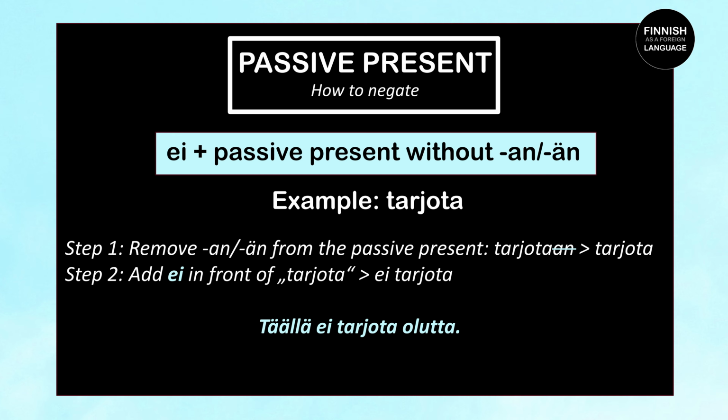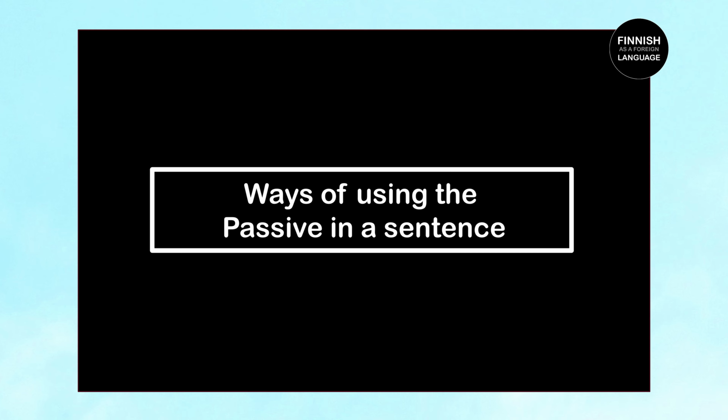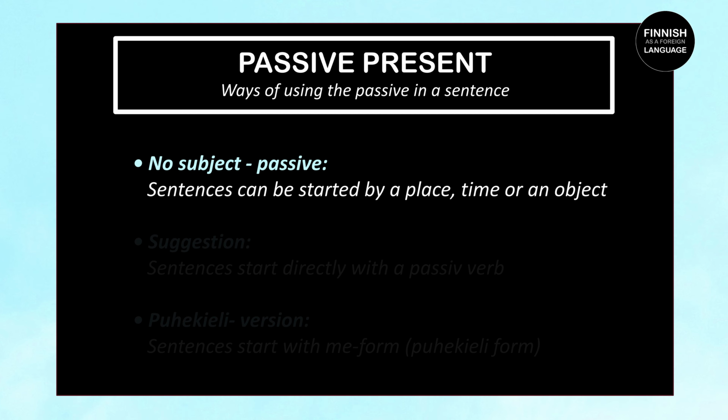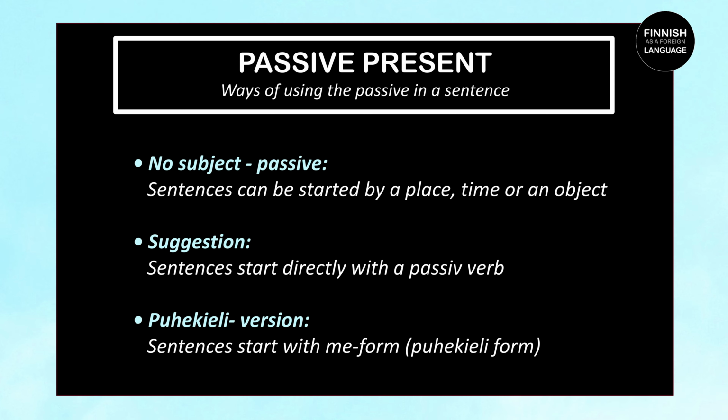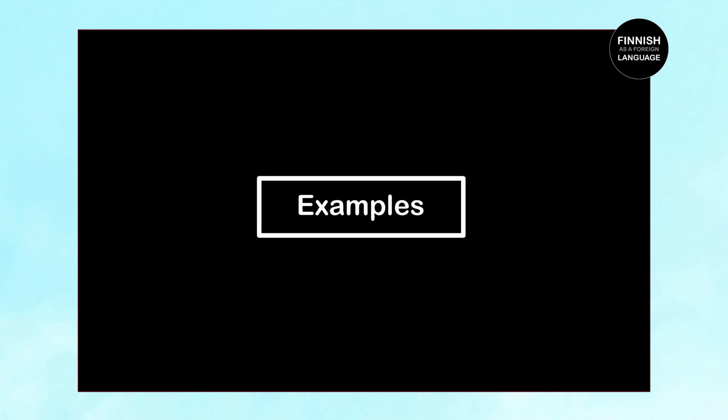Nice! We arrived at chapter 5. Now we are getting to know the different ways of using the passive in a sentence. Such a sentence can be started by a place, time, or an object. In such a case, we're talking about a no-subject passive. What that means we are going to see in a minute. Also important to know, the sentence can also start with a passive verb. Then we're talking about a suggestion. Or the sentence can also start with the me form. In that case, we're talking about the puhekieli version. Let's take a look at some examples.